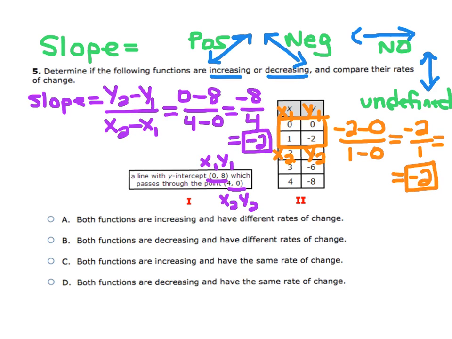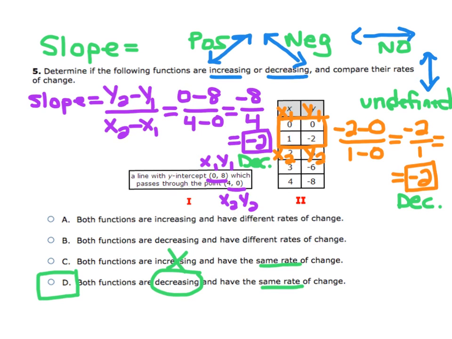So now let's take a look at our answer choices. All right, first of all, both of our slopes are negative. So if they're negative, we've already recalled that a negative slope means that it's going to be decreasing. And they also happen to be the same. So as we look at our answer choices, we can automatically rule out anything that has increasing, and they also do in fact have the same rate of change. They are not increasing, they are decreasing, so that makes our correct answer choice D.